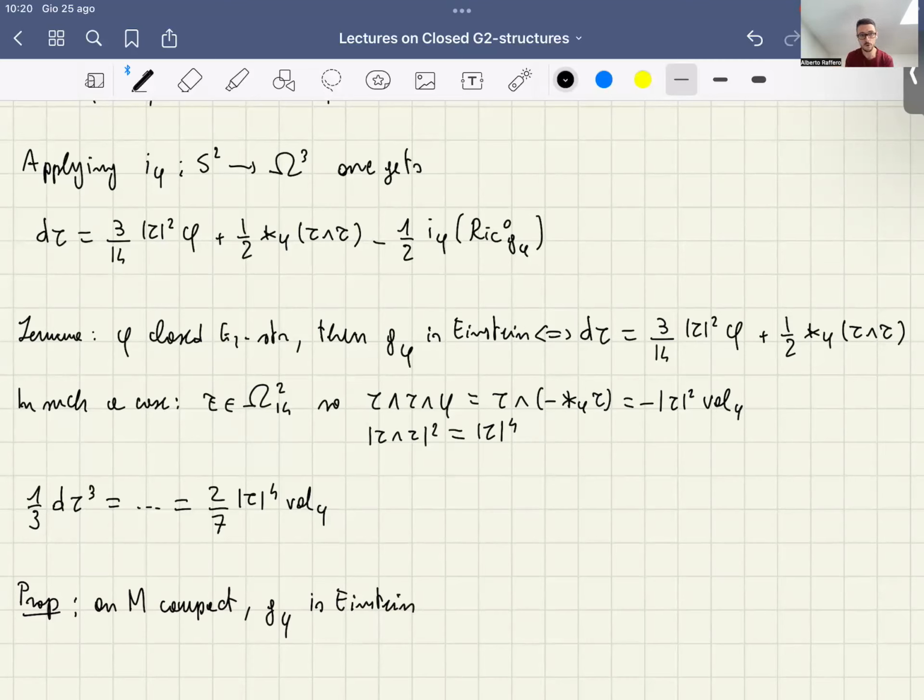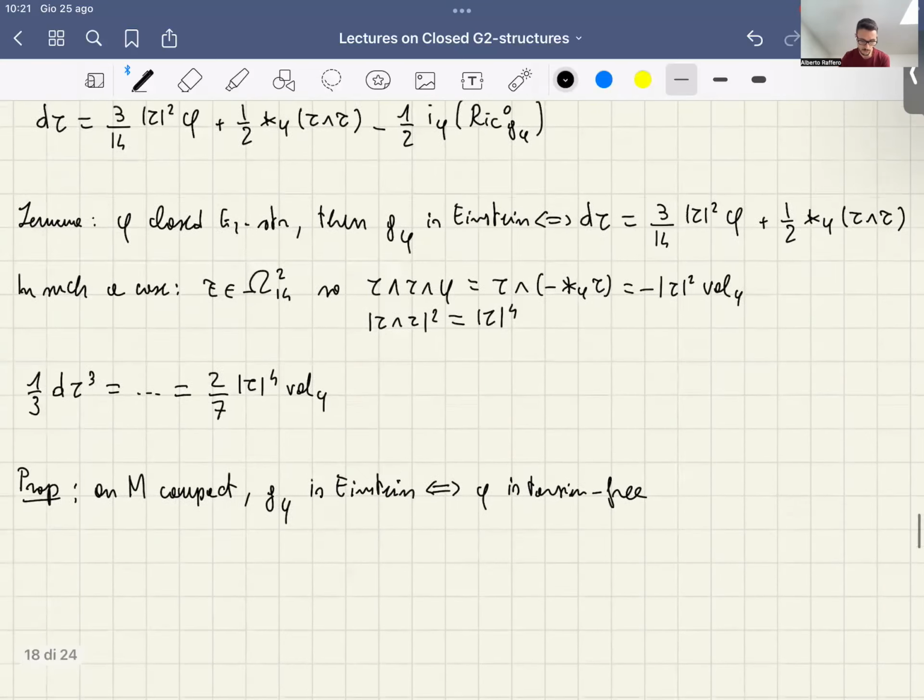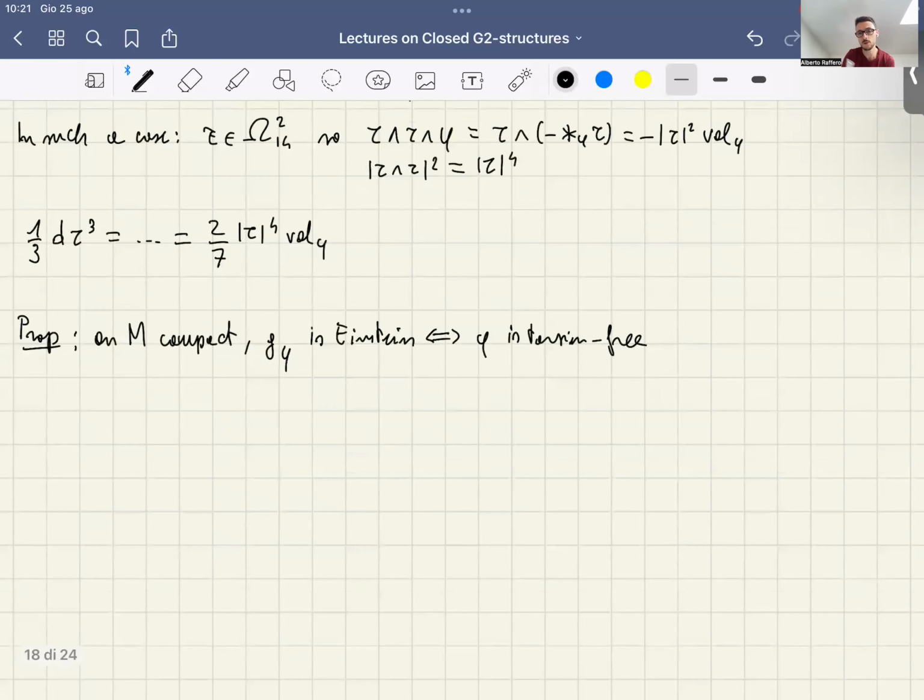So its Ricci tensor is proportional to the metric itself, or equivalently, the traceless part of the Ricci tensor is 0, if and only if phi is actually torsion-free. And so in particular, Ricci flat. So this means that you have a restriction on the curvature if you want. And so in the compact case in particular, you cannot have closed G2 structures that are not co-closed and induce an Einstein metric.